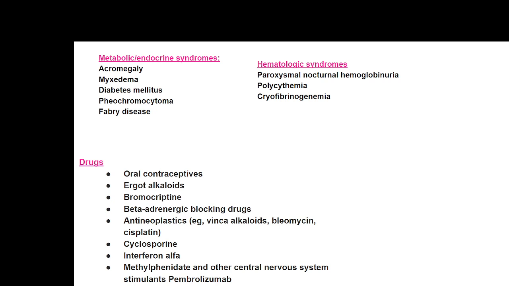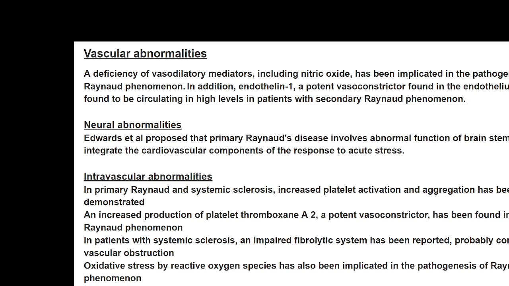The other causes of secondary Raynaud phenomena are metabolic pathologies like acromegaly, myxedema, diabetes, and pheochromocytoma, and hematological conditions like paroxysmal nocturnal hemoglobinuria, polycythemia, cryofibrinogenemia, and drugs, as I told you, ergot alkaloids, oral contraceptives, bromocriptine, beta-adrenergic blocking drugs, anti-neoplastic drugs like vinca alkaloids, cyclosporin, and so on. So lots of causes can be there.